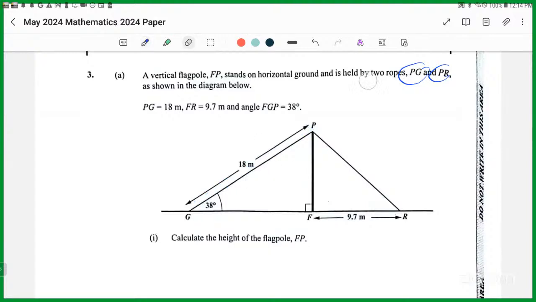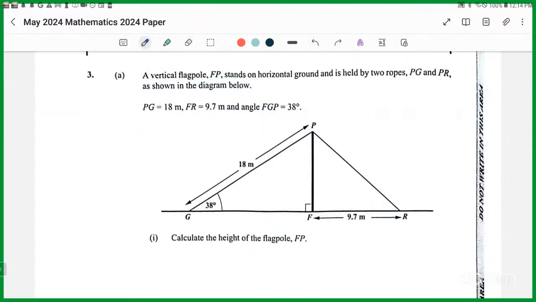It says, as is shown in the diagram, PG is 18. That distance is shown in the diagram. And FR is 9.7. That is shown in the diagram as well. And then this angle is 38 degrees. That also is shown in the diagram. So we're good. Everything that they have set up here is represented on the diagram.